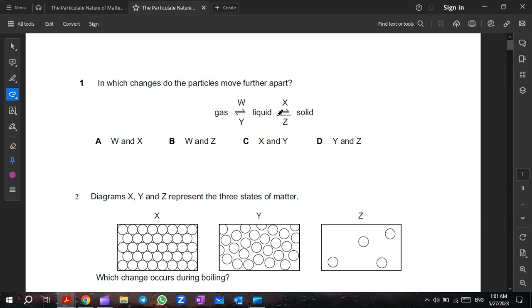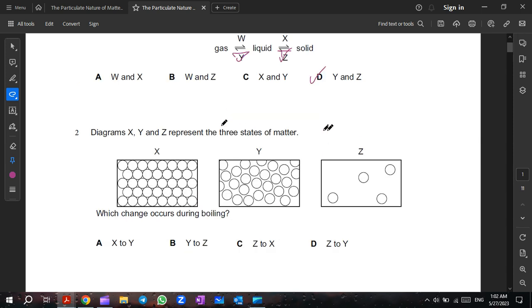Okay, so we can see that Z represents from a solid to a liquid. So I think Z is one of them. So which one has Z? B and D. Okay, but we need one more. So which one? From a liquid to a gas. Okay, we have Y there. Great. Do we have Y and Z? D, yes, we have Y and Z. So our answer should be D.